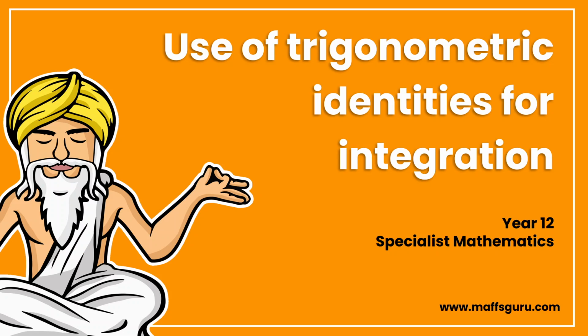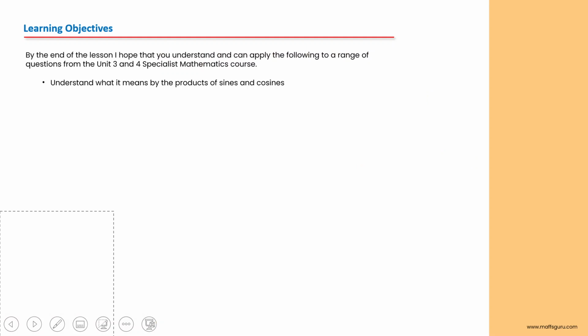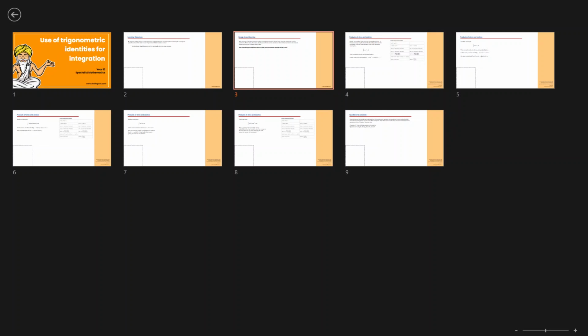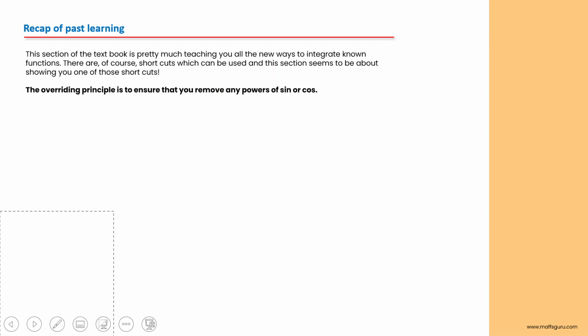Alright, so trigonometric identities for integration. Basically, the whole principle here is to make sure that you remove powers at all costs. The reason being is we really don't know how to integrate cos squared.